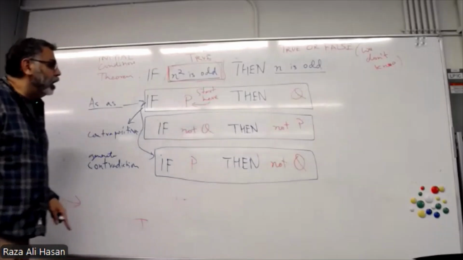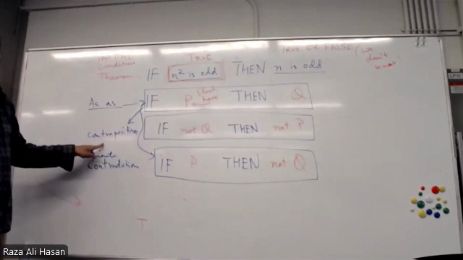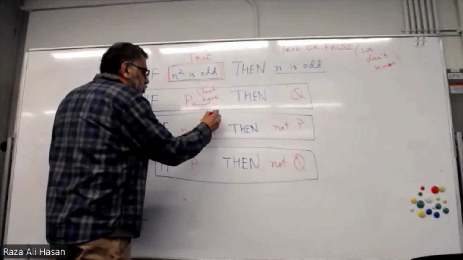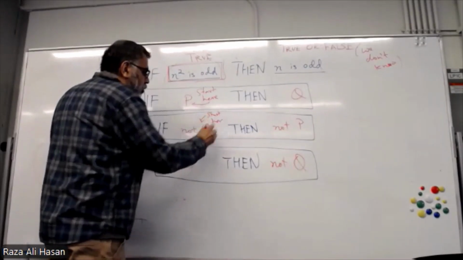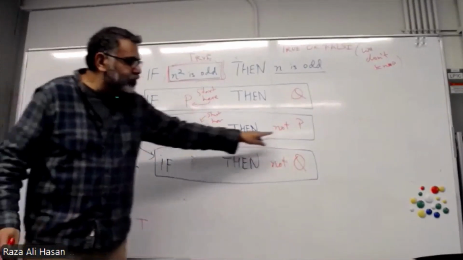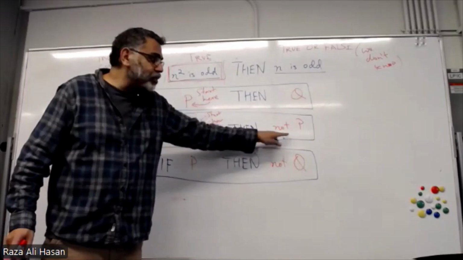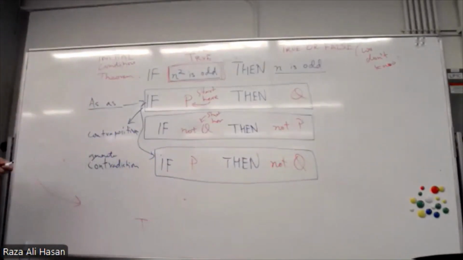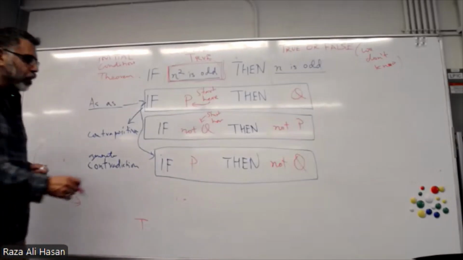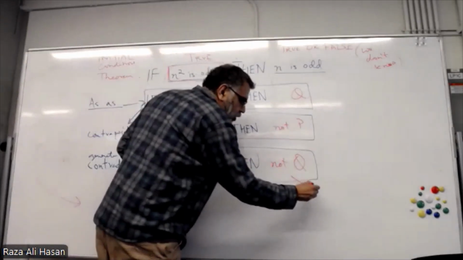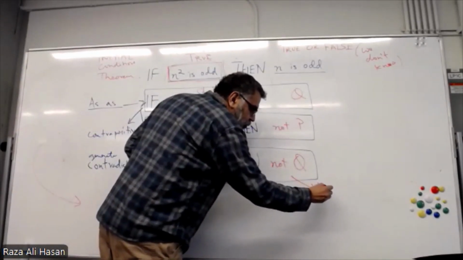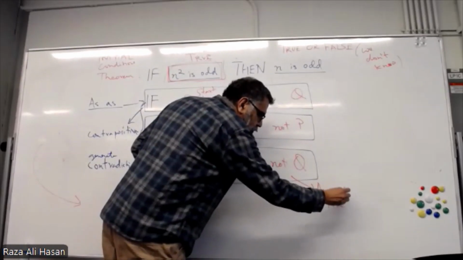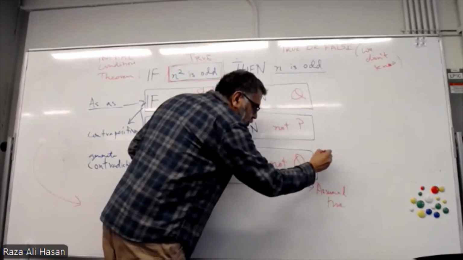Then over here in the contrapositive, we start here and try to derive something like that. If we are successful, we have our proof. And over here, where do we start in the contradiction? Start at not Q. This is assumed true. Exactly. Start here.